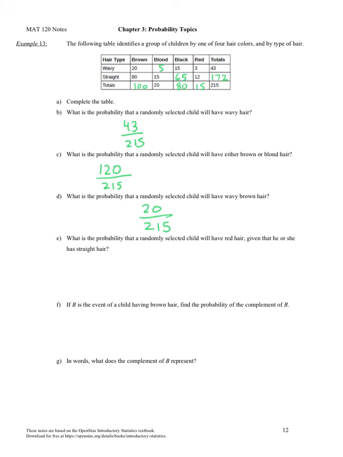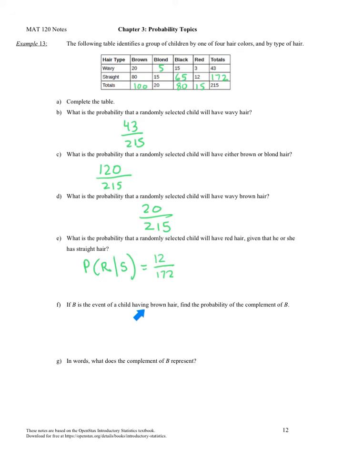Next, what is the probability the child will have red hair given that he or she has straight hair? So we can write that like this. And how many total children have straight hair? That's 172. 12 of them are redheads. So that means the probability will be 12 out of 172.